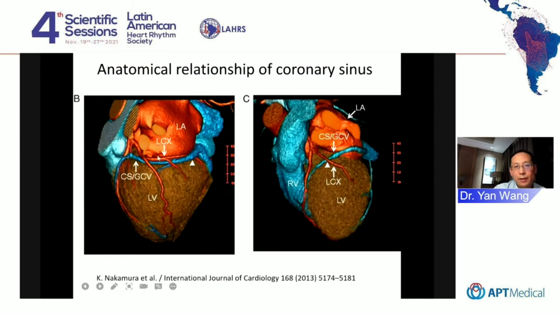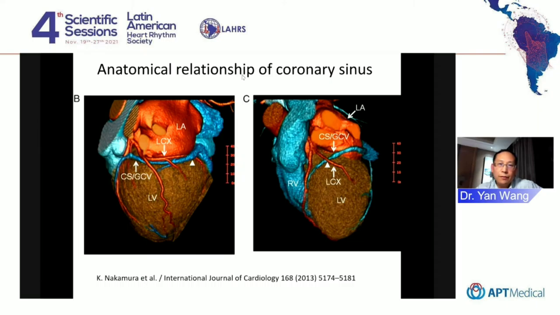Also, sometimes the LCX will extend very long, and it's inside the coronary sinus. So if you perform ablation inside the coronary sinus and direct the catheter toward the ventricle, in this case it's also dangerous. But in this case, we don't fear, because the LCX is in the ventricle. Most of the coronary sinus is just along the left atrium. So there are many anatomy variations.